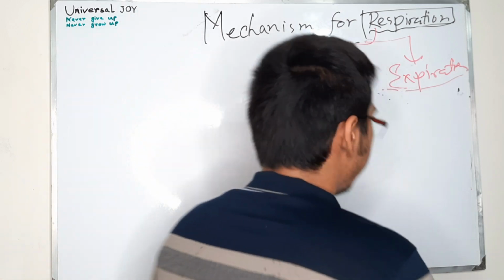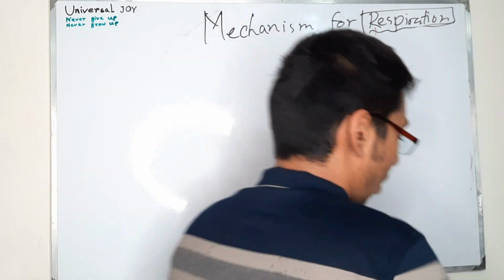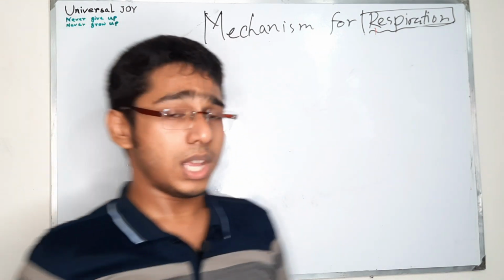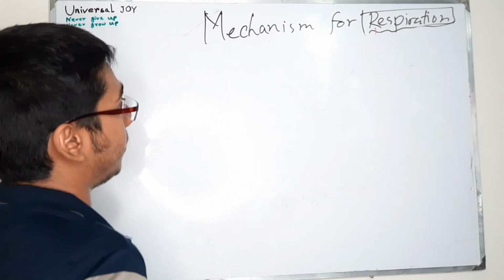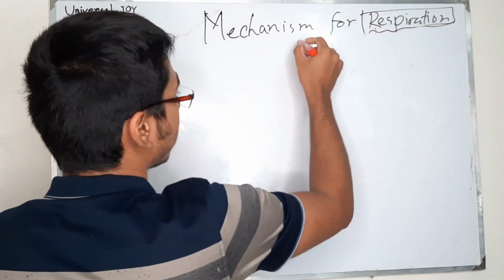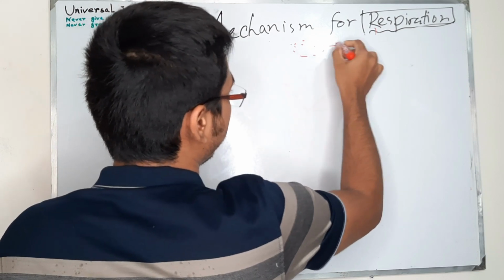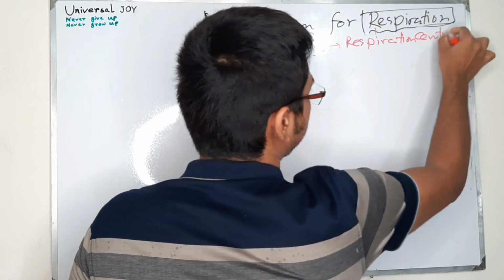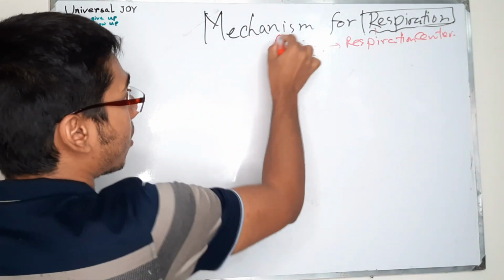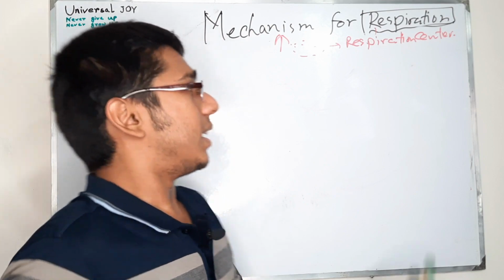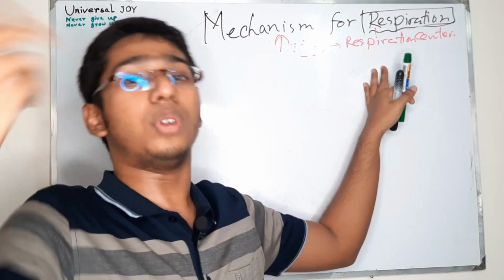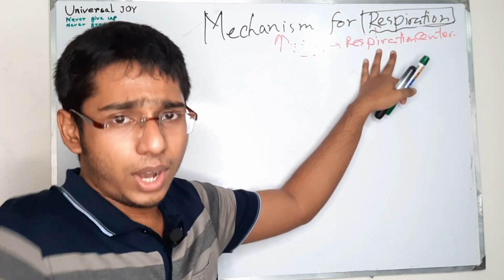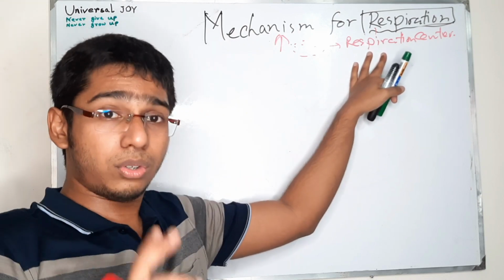Now I have to talk a little more on the basic mechanism of pulmonary ventilation, or in other words, respiration. So basically in our brain there is a center that's called the respiration center. Let's just suppose this is the respiration center, and when it becomes activated or stimulated, it sends signals through two different nerves.